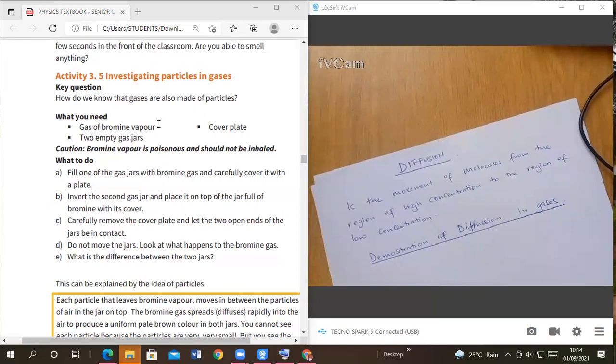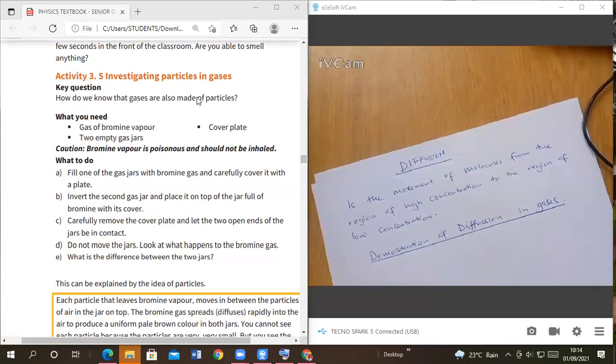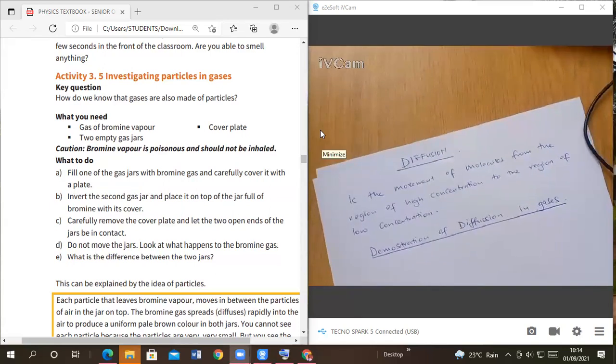And what's the color of bromine? Reddish brown. It is reddish brown. So the color of bromine is reddish brown. Thank you very much. So we need gas of bromine vapor. We need 2 empty jars and a cover plate.